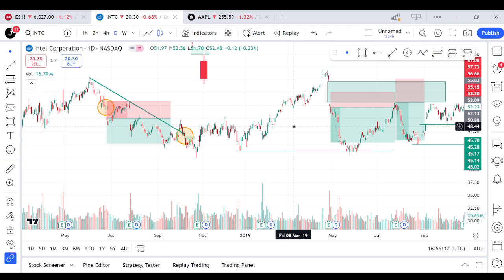Position sizing is critical. Never risk more than 1% of your trading capital on a single trade. Calculate your position size based on the distance between your entry and your stop loss level. Always check for additional confirmation signals. Look for bearish candlestick patterns, resistance levels, or technical indicators that align with your trade direction.